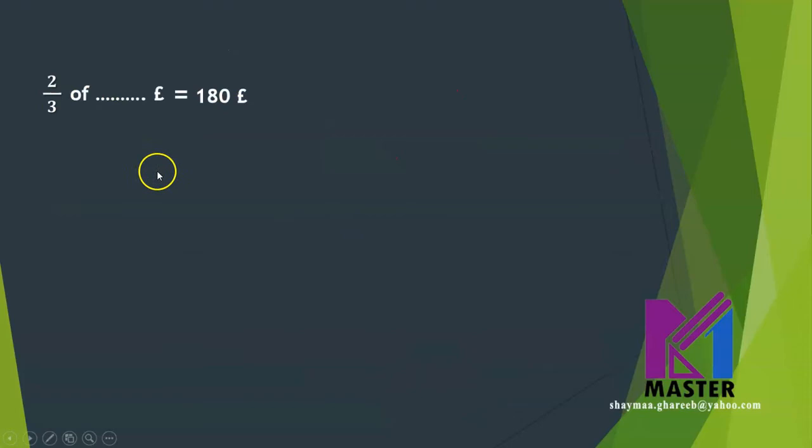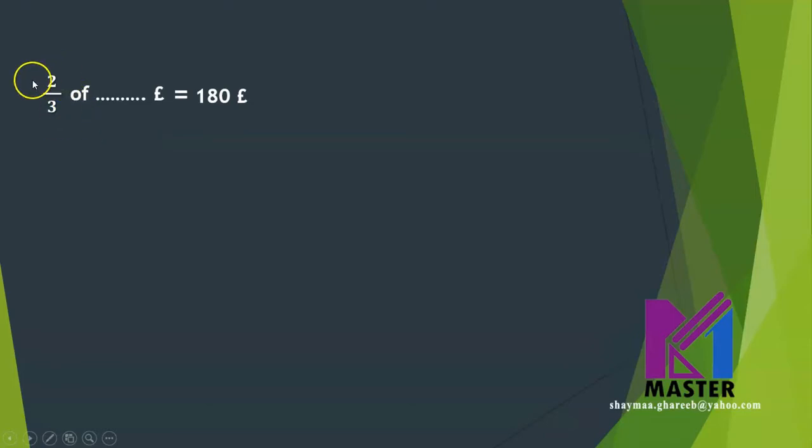Look at this example here. 2/3 of an amount equals 180 pounds. So as we said before, this is a fraction and this is a total amount and this is the answer or the amount. Do you remember when we said the fraction has two numbers, numerator and denominator, and the number up represents the shaded parts and the number down represents the total number of parts.